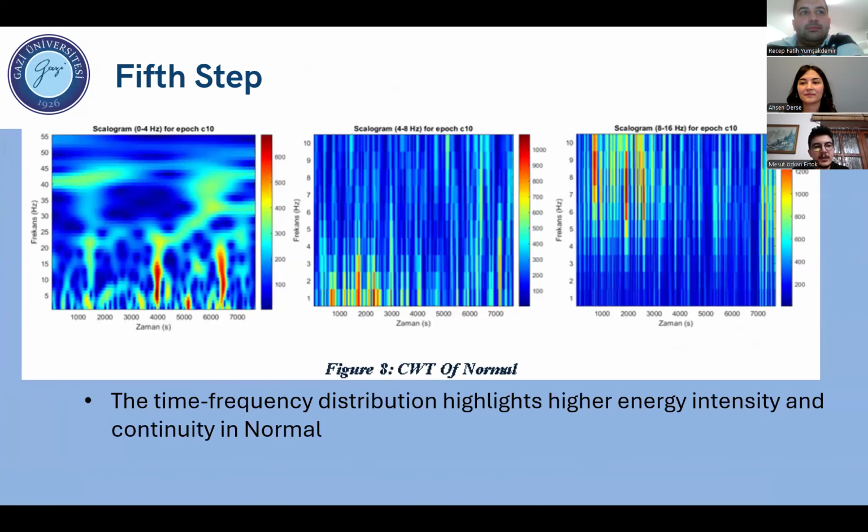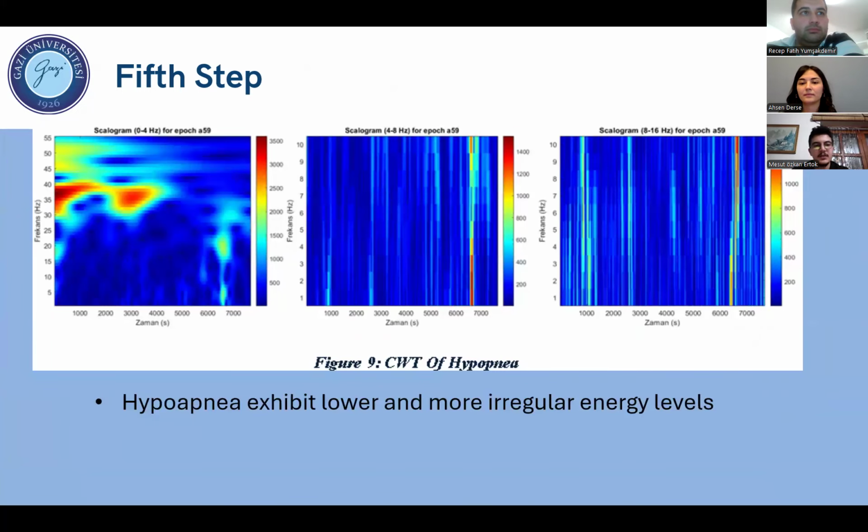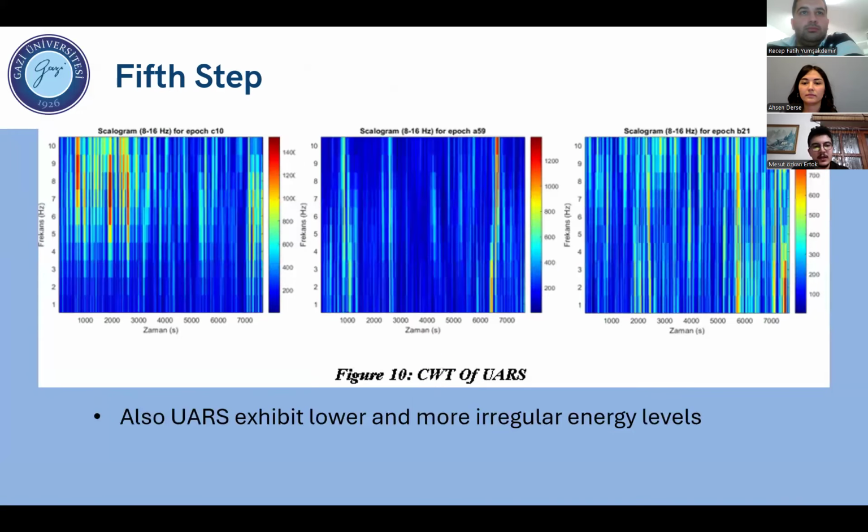Next, CWT is a calculation based on the variation of a signal's frequency over time, and with the scalogram, we have the opportunity to observe these changes. As a result, we can see how normal epochs separate from others, which serves as a beneficial feature. Next, the most critical distinction is made for normal epochs in CWT calculations, and the hypopnea epochs as seen in the slide. Next. And URAS epochs, as seen in the figure, are not beneficial.